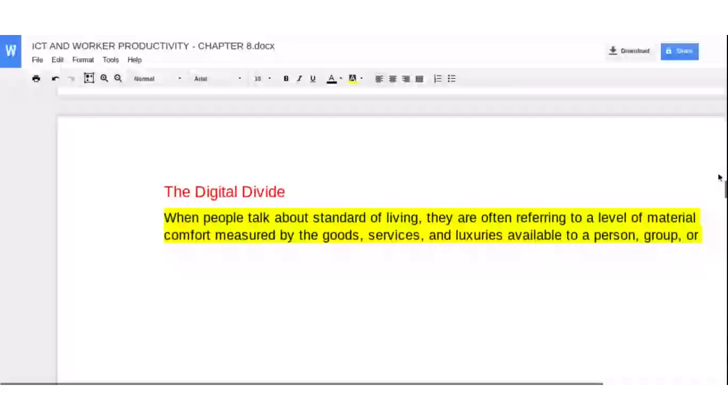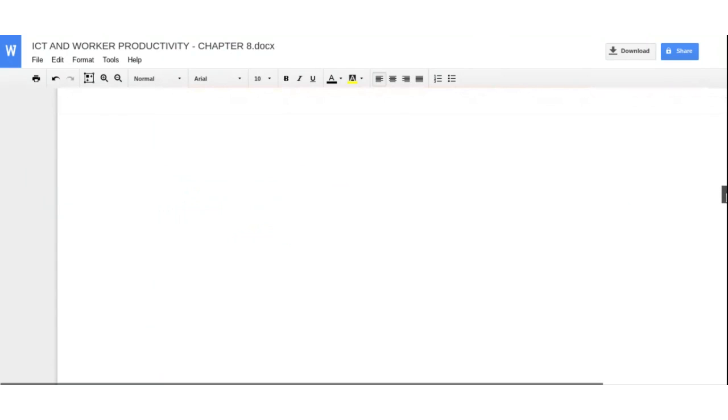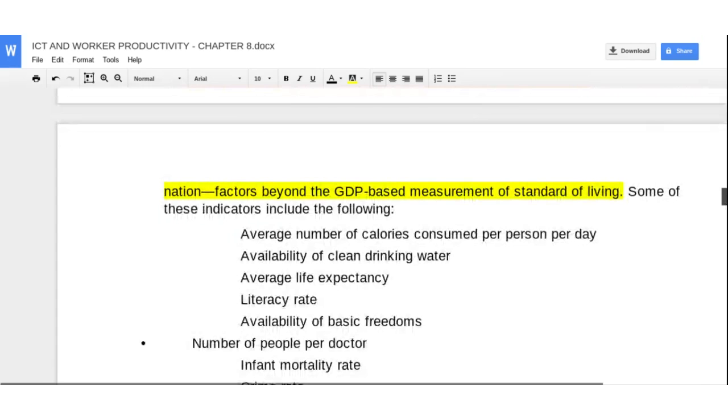I'm sure this is a concept that many of you are familiar with, but maybe that one I can read as we move on. When people talk about standard of living, they are often referring to a level of material comfort measured by the goods, services, and luxuries available to a person, group, or nation. Factors beyond the GDP are used in the measurement of standard of living. And as I said, we just focus on the highlighted parts. So another indicator of standard of living is the availability of information and communications technology.